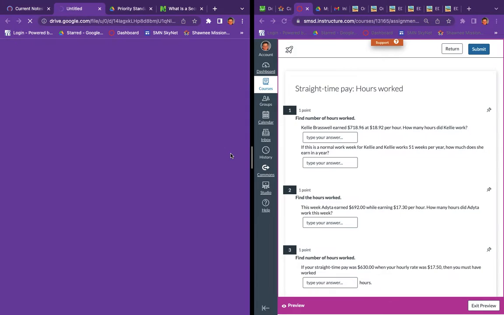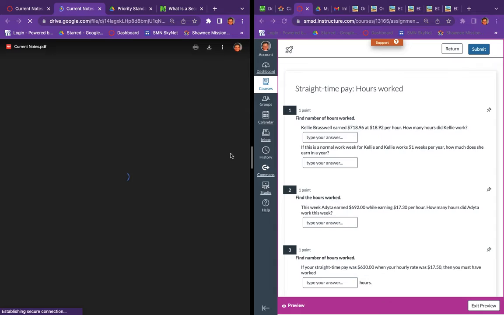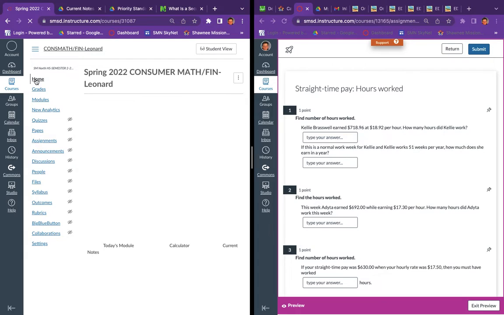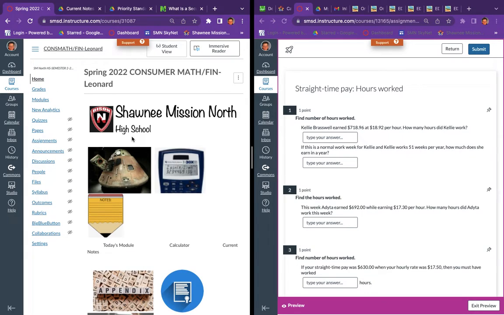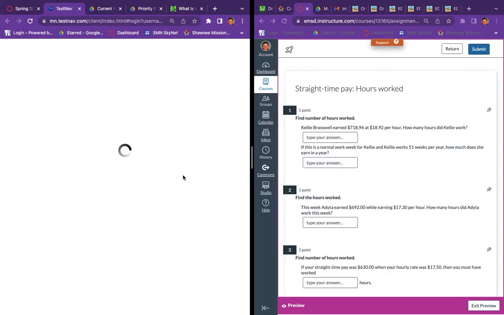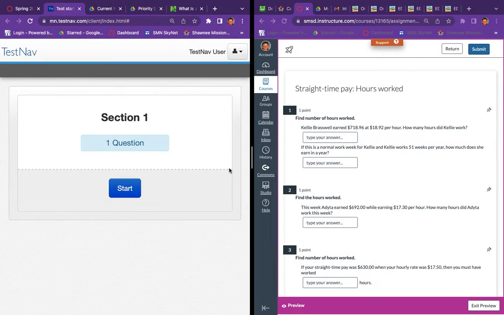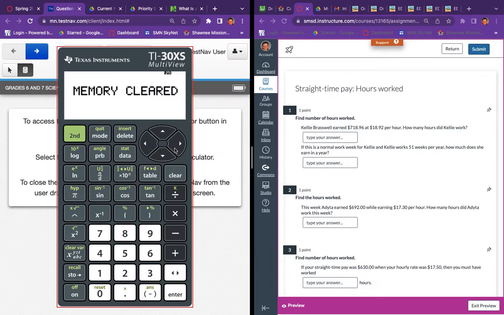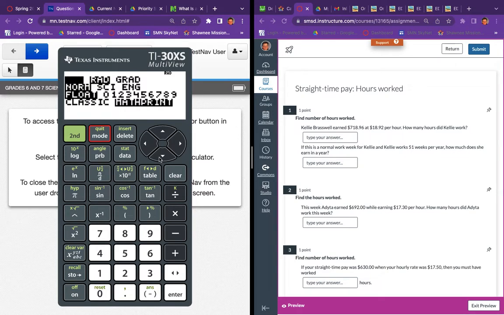And I'm going to enlarge those. And while those are opening, I'm going to return to the home page. And I'm going to open the calculator. And I'm going to put the calculator on mode 2 so that everything will be rounding to the penny when we are dealing with money. And now we are ready to go.